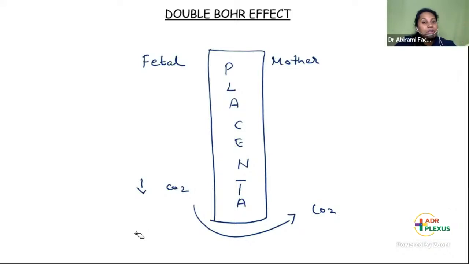So what happens on the mother side of placenta? CO2 increases. So what do you think will be the shift on the left side? Yes, what is the shift on the fetal side? On the fetus side, CO2 is decreasing. So what should be the shift? Left shift. Very good. So on the fetal side, you will see left shift of the curve.